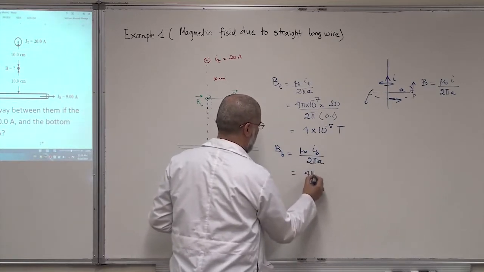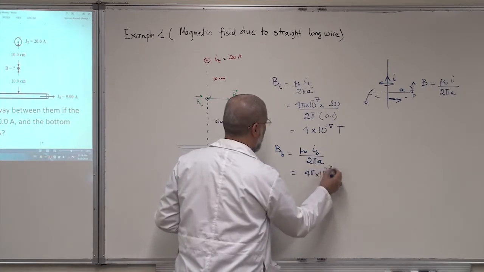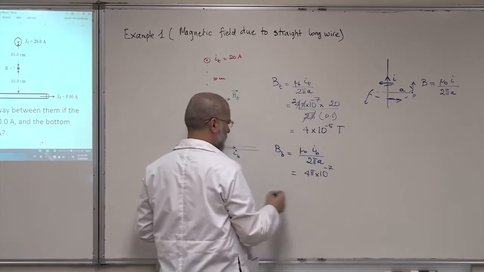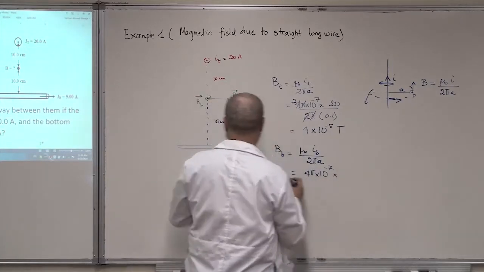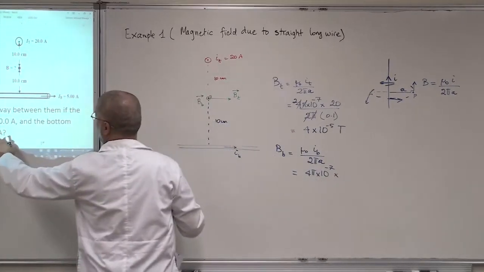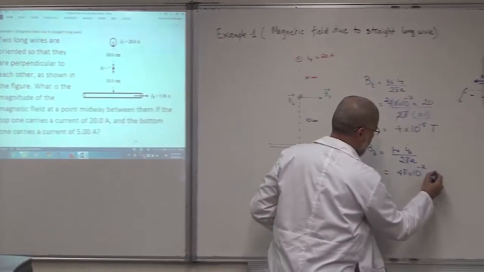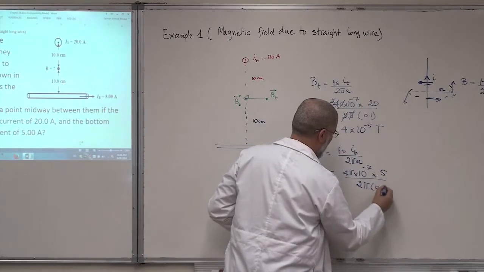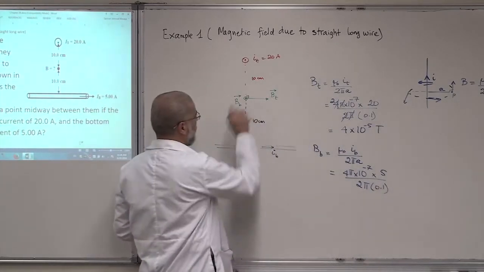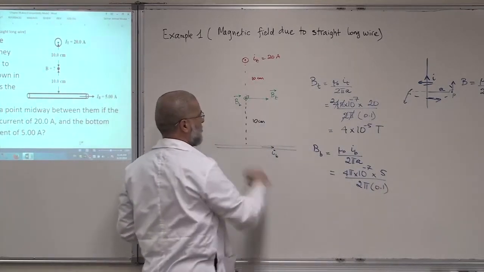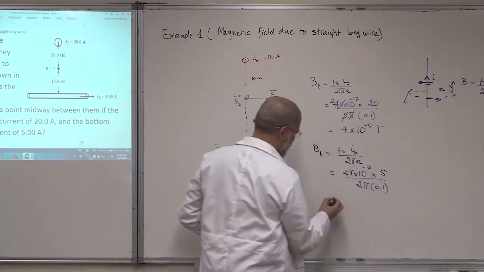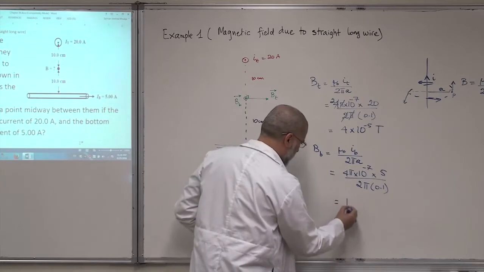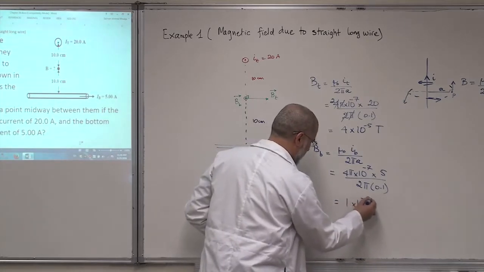So 4 pi 10 to the power minus 7. Of course, here the pi will cancel, the 2 will cancel, then we have a 2 here, okay? Same thing here. And the current here, we have to use the current in the bottom, which is 5 ampere, divided by 2 pi, the distance between the wire and the point, 10 centimeters, 0.1 and 0.1, the same. So if you do the calculation correctly, you should get 1 10 to the power minus 5 Tesla.